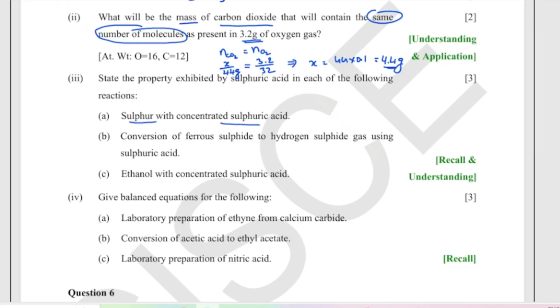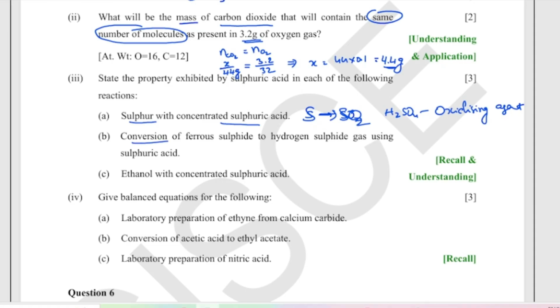So here when sulfur reacts with concentrated sulfuric acid, sulfur is converted to sulfur dioxide. So here sulfuric acid acts as an oxidizing agent. So here sulfuric acid acts as an oxidizing agent because this is oxidizing sulfur to sulfur dioxide.